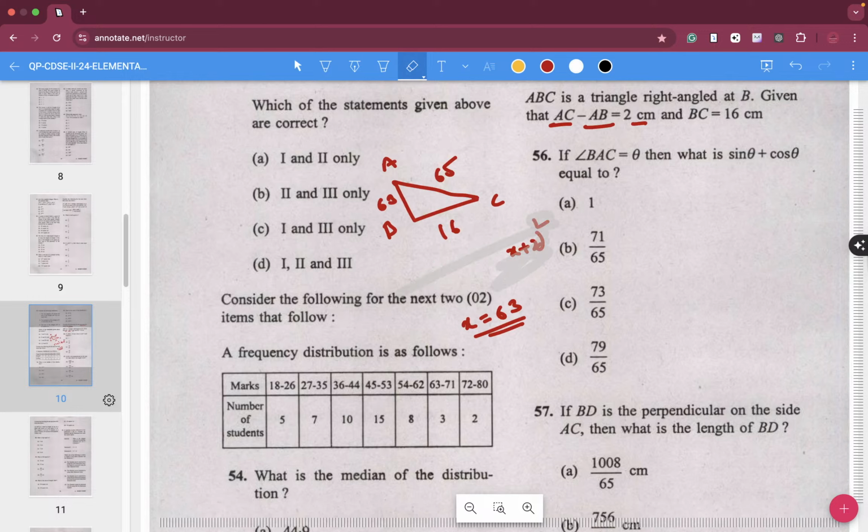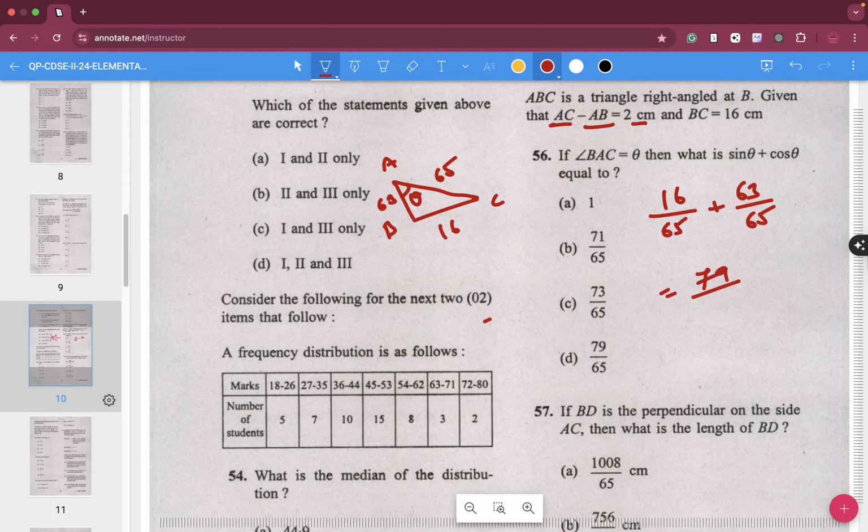Now they are saying if angle BAC, if this particular angle is theta, then what is sine theta? Sine theta is opposite by hypotenuse. Cos theta is adjacent by hypotenuse, which is your 79 by 65. D is going to be the correct answer, folks. So this is what you have for question number 56.